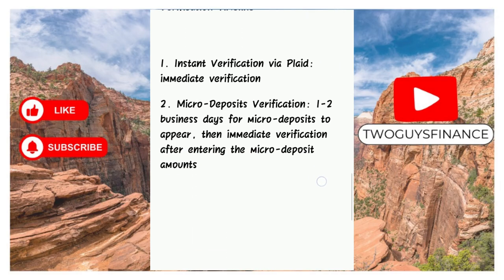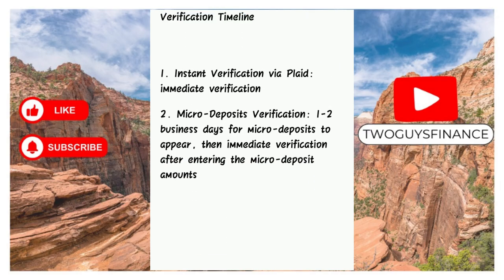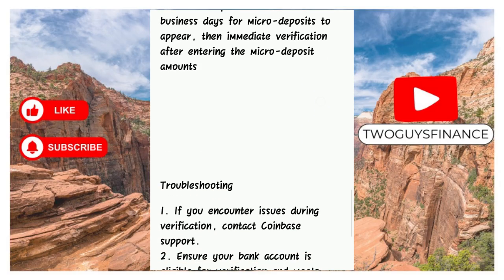Now it's the verification timeline. You need to take note that with instant verification via Plaid, you get immediate verification, whereas with the micro deposits, you gotta wait 1 to 2 business days for the micro deposits to appear, and then verification happens right after entering the micro deposits. So you gotta take note of those two. Whichever method you're using, you just gotta take note of the pros and cons.